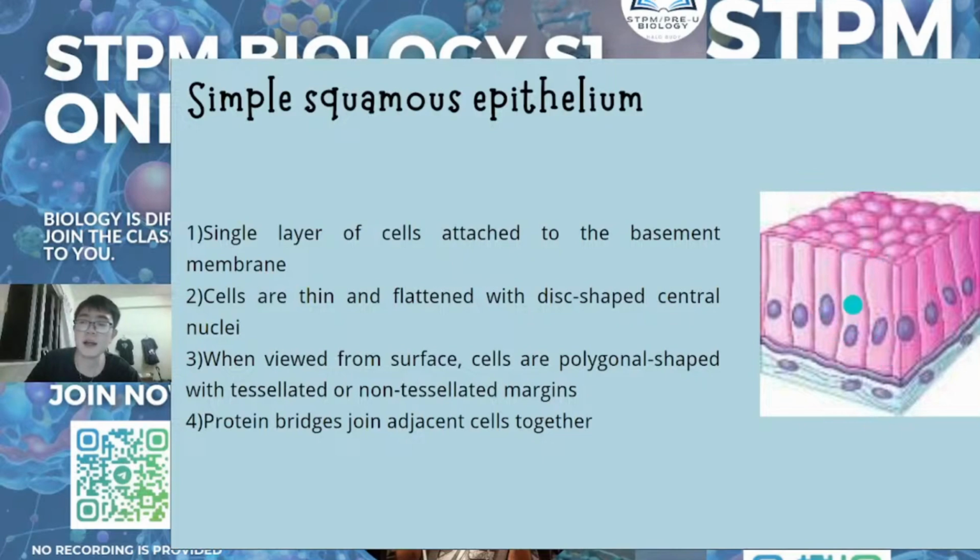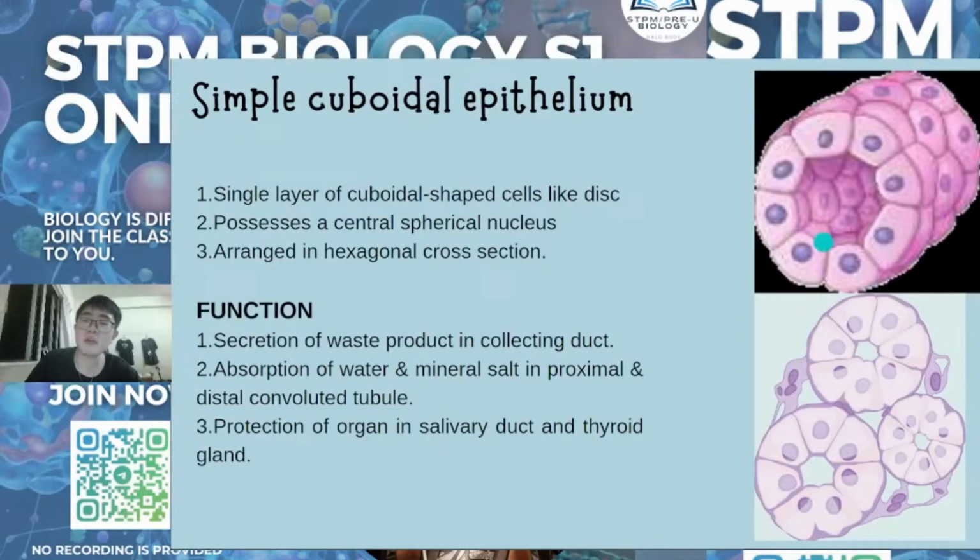But normally cuboidal will be arranged like this. And also the cells are in cuboidal shape. It's not a square, it's rectangular. Cuboidal means it is 3D, and it possesses a central spherical nucleus. So the nucleus is also located at the central part of the cells, arranged in hexagonal cross section.